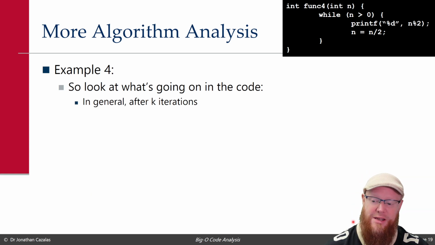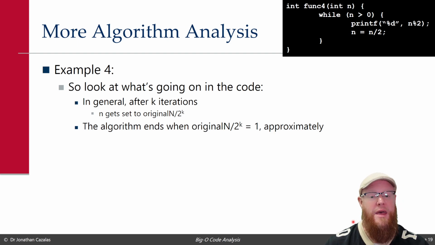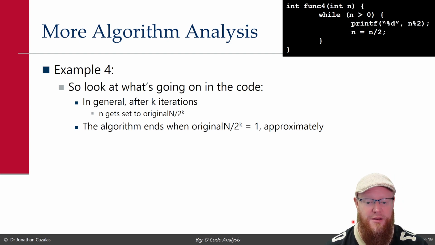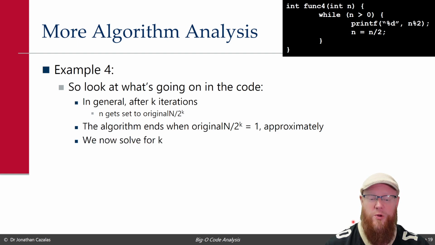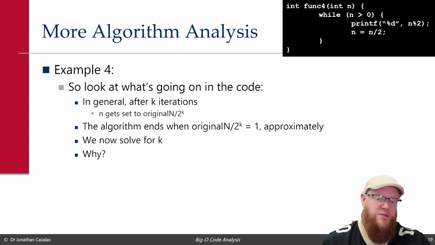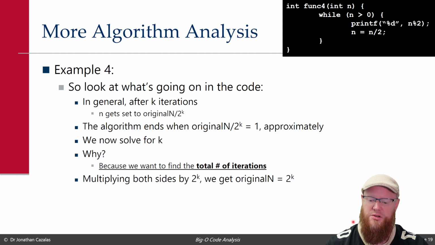So now in general, after k iterations, we can say that n gets set to original n divided by 2 to the k. And this algorithm will end once original n over 2 to the k equals 1, because at that point we will have found the value we're looking for, or we found that it does not exist. So we solve for k, because we want to find the total number of iterations. So given this equation, just solve for k.